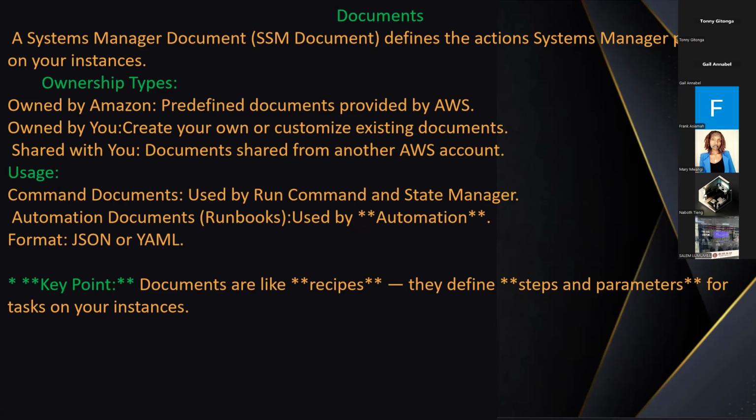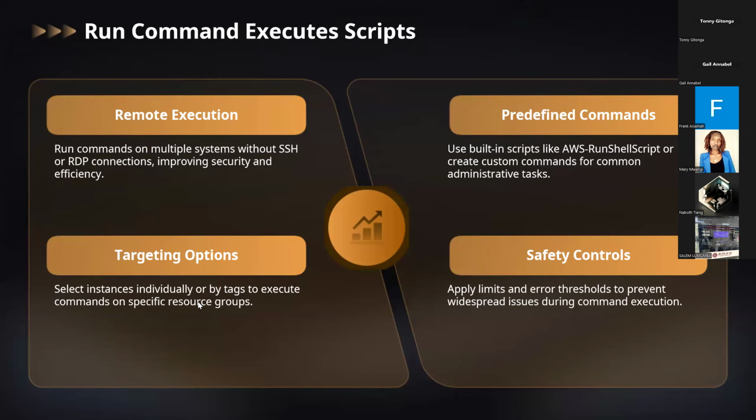Usage: command documents are used to run commands and by State Manager. Automation documents are used by Automation. Format: it can be JSON or YAML, as I said. Key points: documents are like recipes. They define steps and parameters for tasks on an instance. They define each and every step. Run Command executes scripts. It allows you to run commands on multiple systems without SSH or RDP connections. That improves security and efficiency.